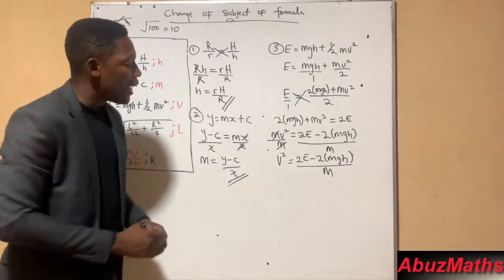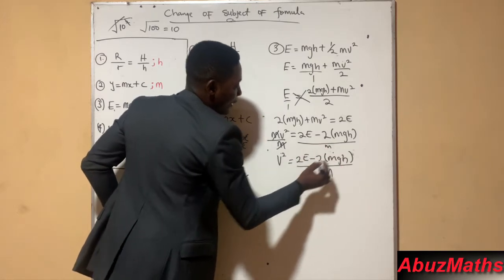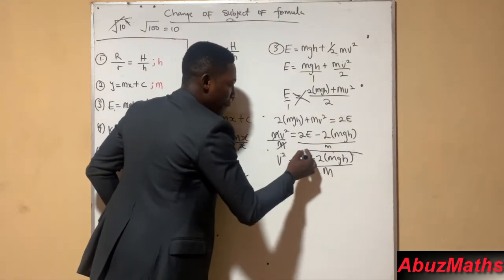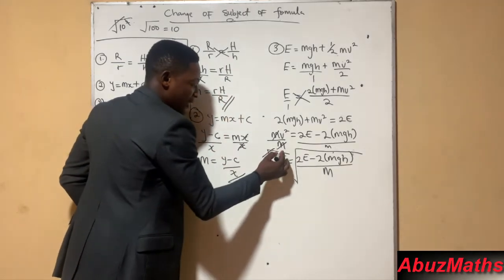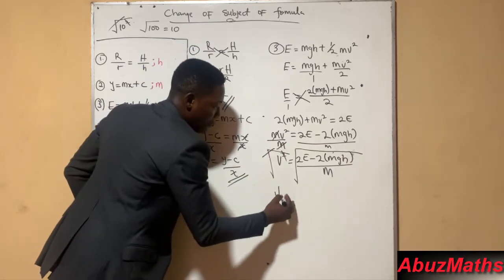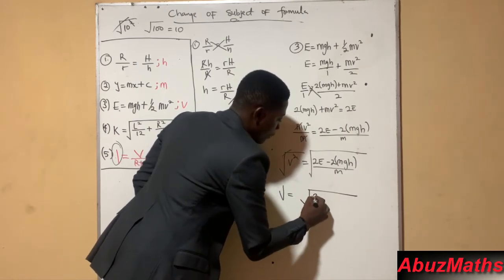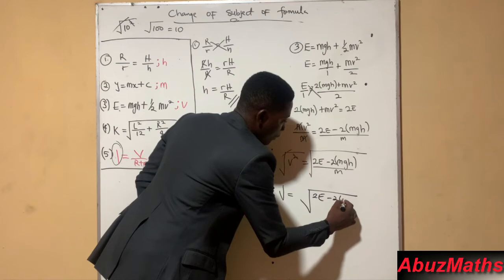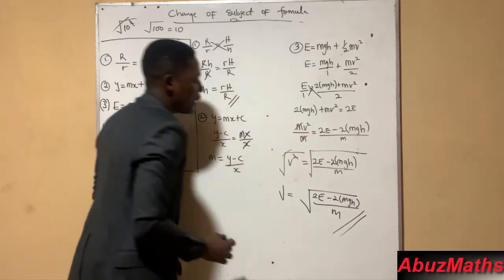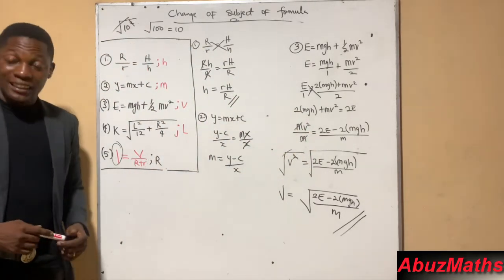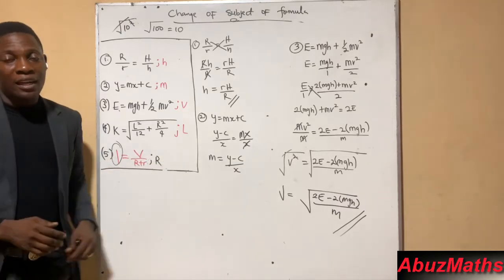So we can do the same thing here now. If I put a square root here and put a square root here, this square root has the ability to cancel this square. So my v will then be equal to the square root of (2e minus 2mgh) all over m. And that is v. It's tricky. It has more steps, but don't worry about it. Just follow the basic steps and you are okay with it.